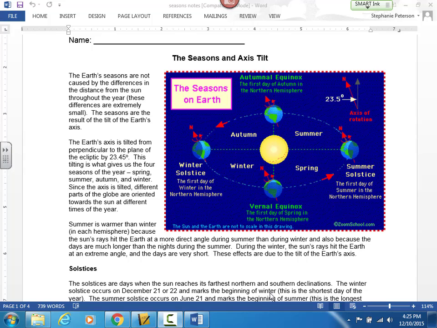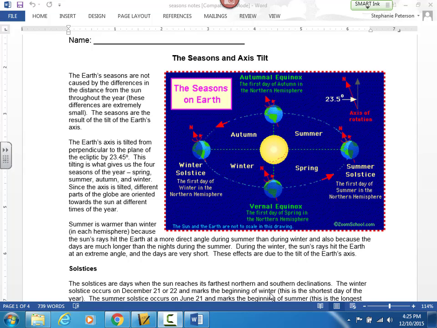Today we're going to begin to learn about Earth's seasons, why we have seasons, how they're different from each other, and how the Earth's tilt creates those different seasons that we observe. So what we're going to do first is read through the front page, and yes, I am going to read it to you because otherwise you won't read it.